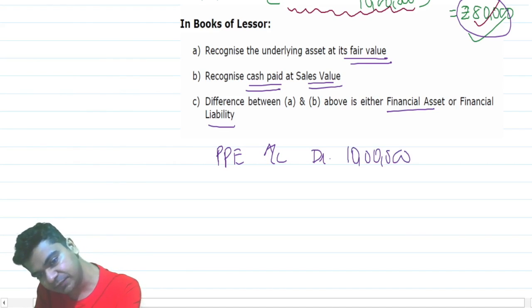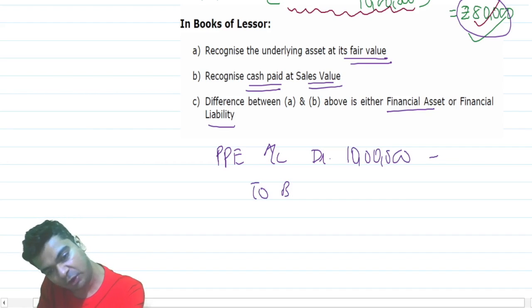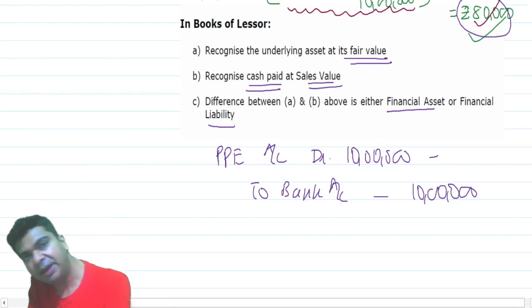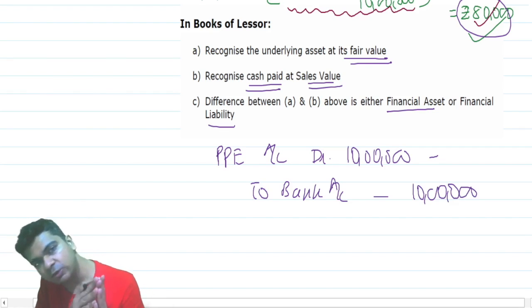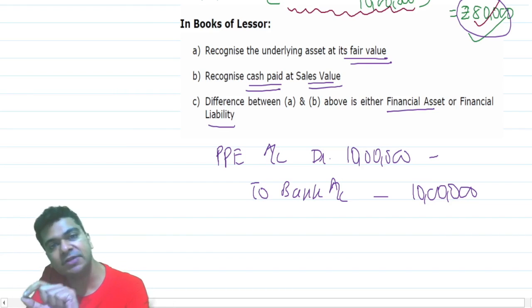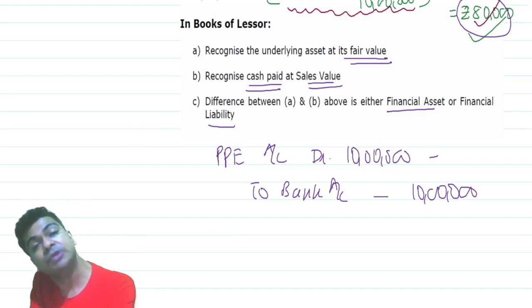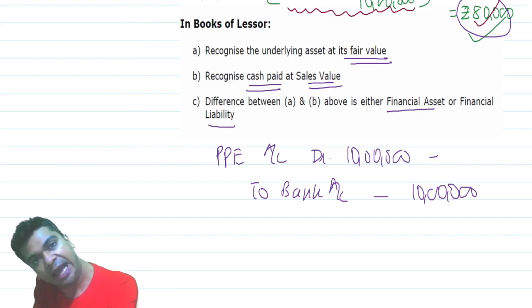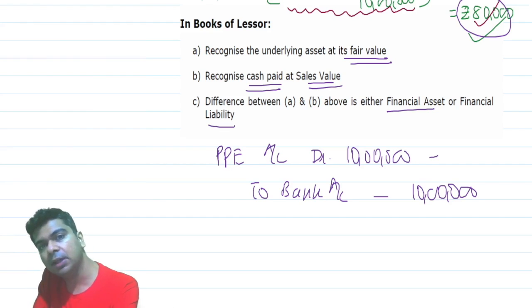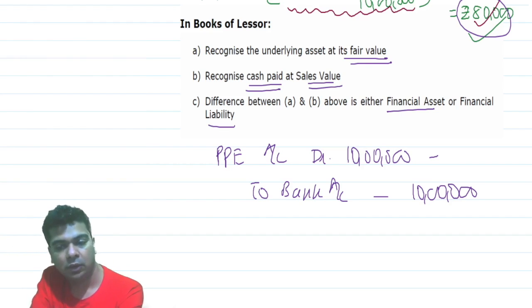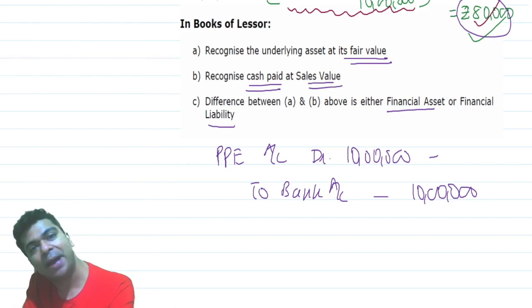by 10 lakhs. And we had made a payment of also 10 lakhs. Our example was an example where the sales value and fair value were the same. But in case the sales value and the fair value are not the same, then there will be a difference in this accounting entry. If it is a receivable, record that in the books of the lessor as a financial asset. And if it is a payable, then recognize that as a financial liability. So that will complete the full accounting of sale and lease back transaction.